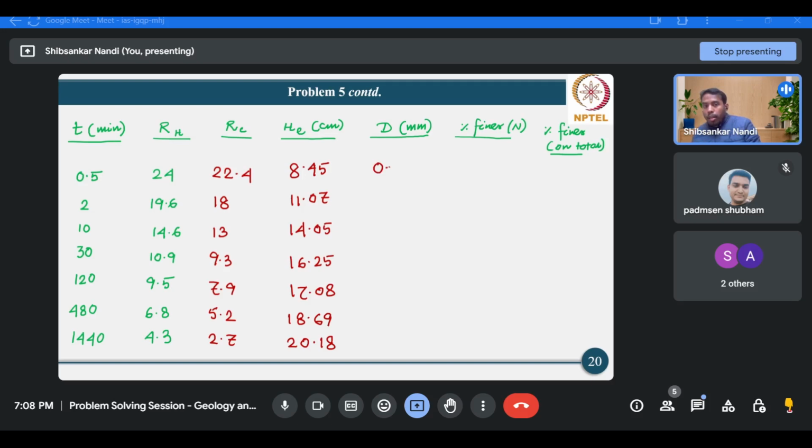So 0.052, then 0.030, 0.015, 0.009, 0.005, 0.002, 0.001. Once this is done, then we'll calculate the percentage finer.